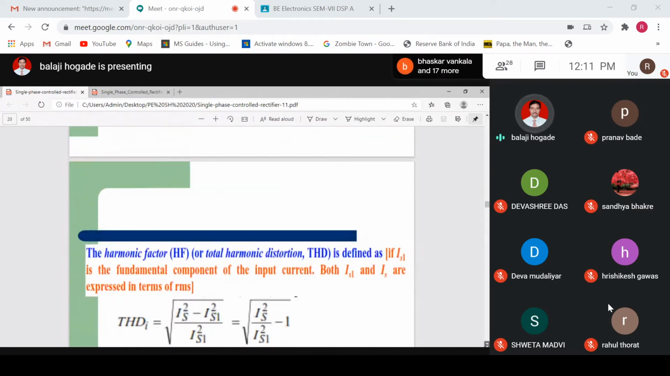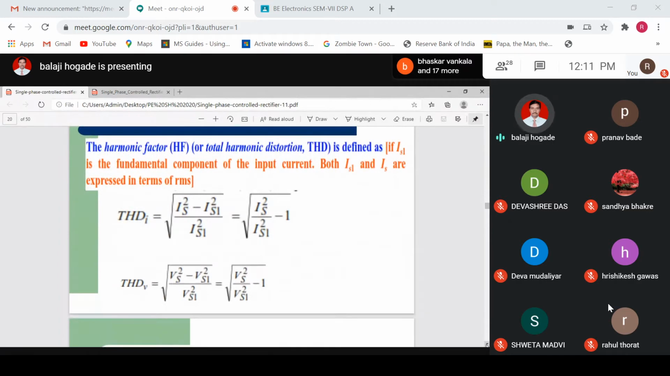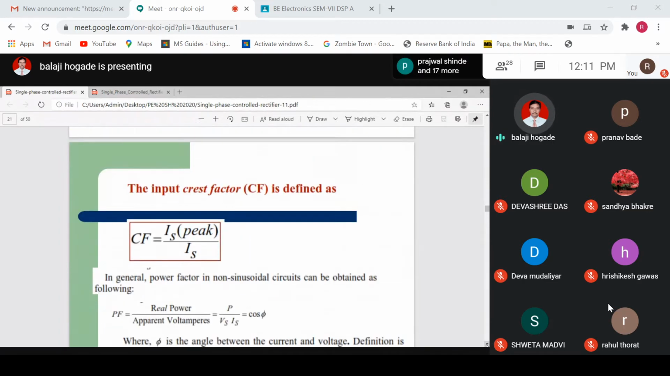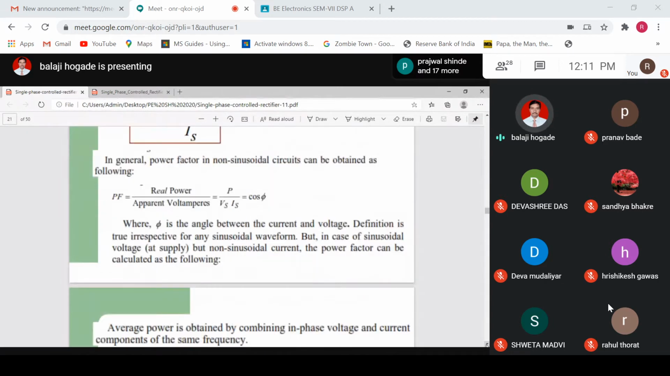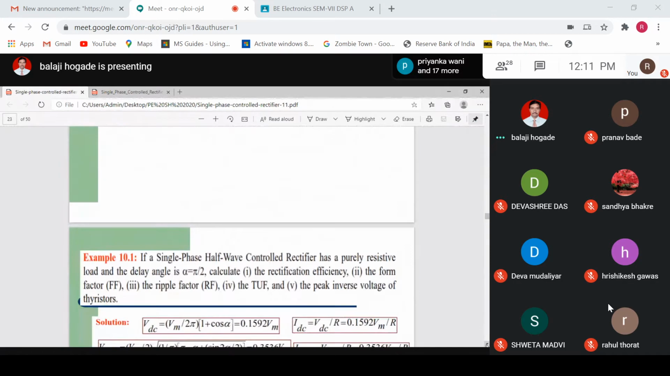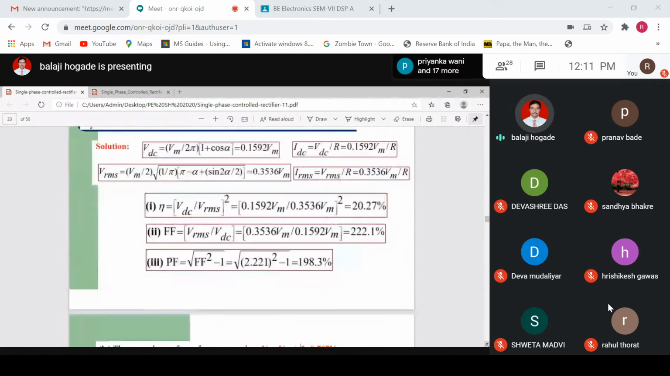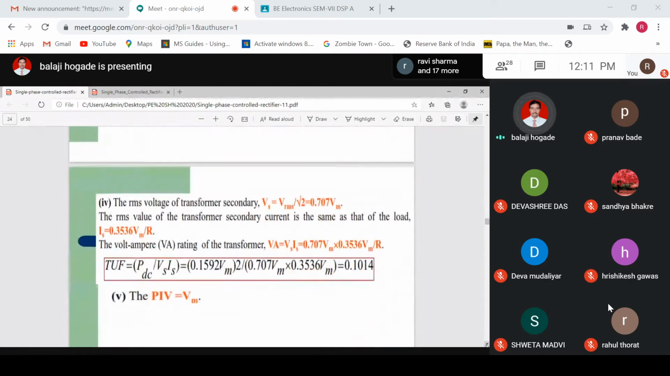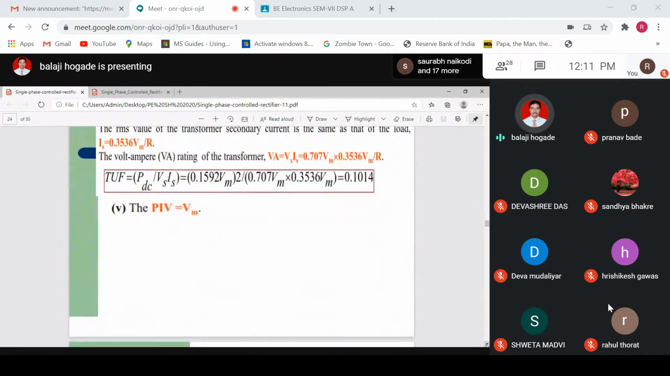So now we'll start with the single phase full wave control rectifier bridge configuration for all three load variations: resistive load, then resistance-inductance combination, and resistance-inductance plus the freewheeling diode.